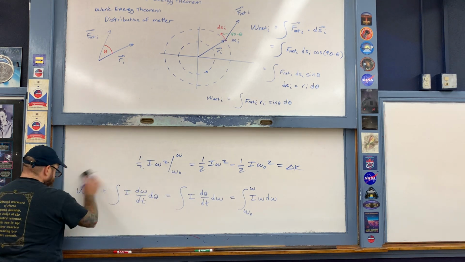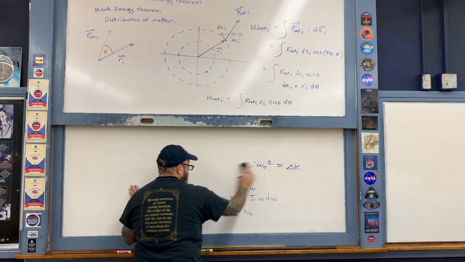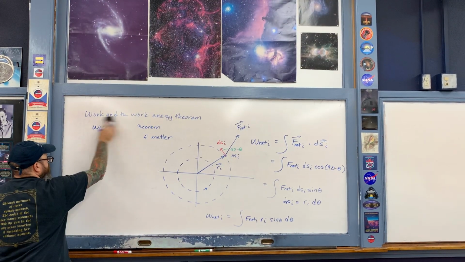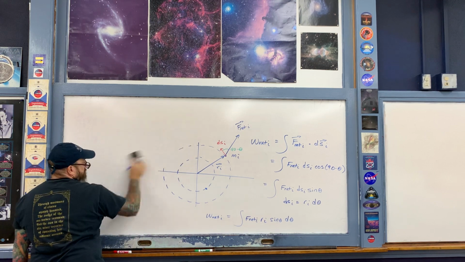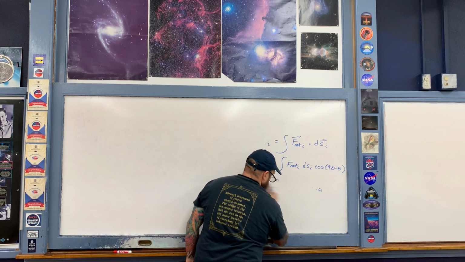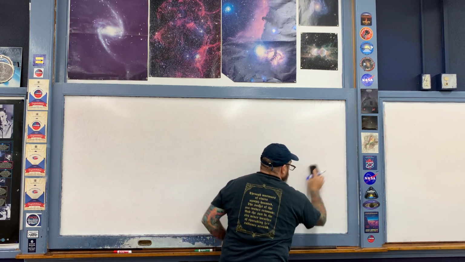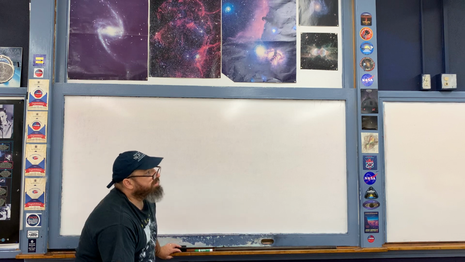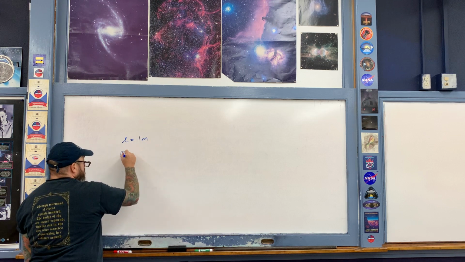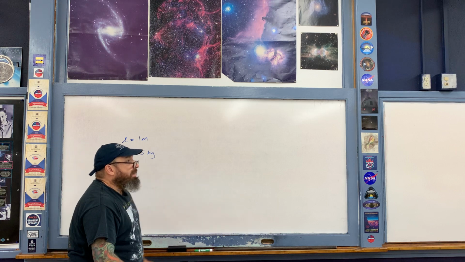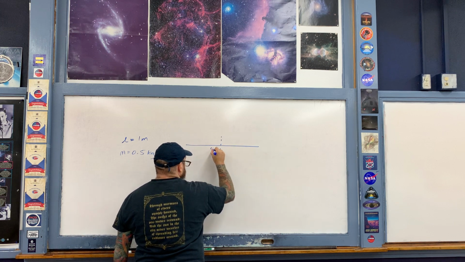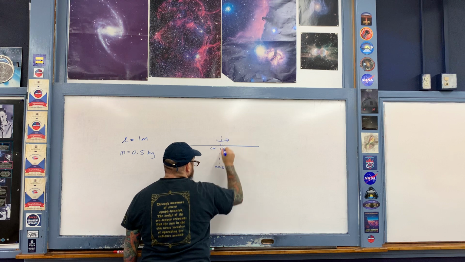Let me do some erasing here. Okay, let's take a look at our first problem. We've got a uniform stick of length 1 meter, so L equals 1 meter. Its mass is 1/2 kilogram. It's rotating on an axis passing through the center of mass. So let's draw a basic problem here. Here's our stick, here's the center of mass, here's the axis of rotation. We'll say it's rotating like that.